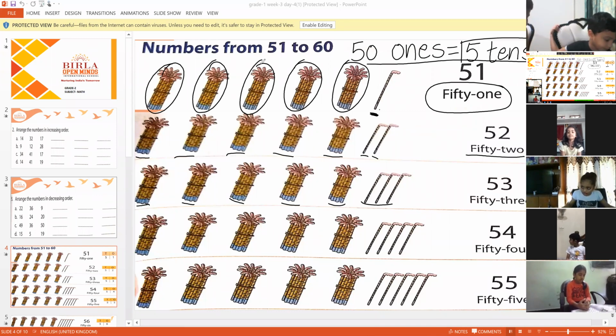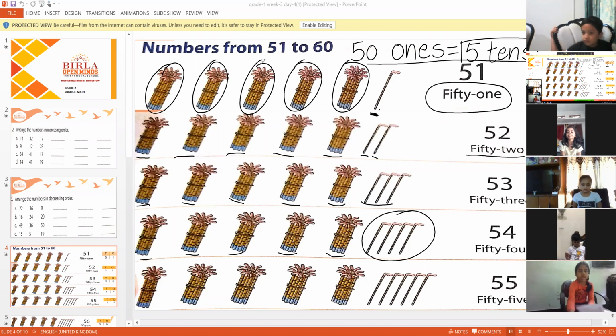Now we'll move to the next one. Again, children, there are 5 groups. 1, 2, 3, 4 and 5. And in each group we have 10 ones. Right? So 50 ones is equals to 5 tens. So again in tens place we will write 5 here. And there are 4 sticks which are kept separately. Right? So in ones place we will write 4. So the number is 5, 4, 54. Right? Okay.